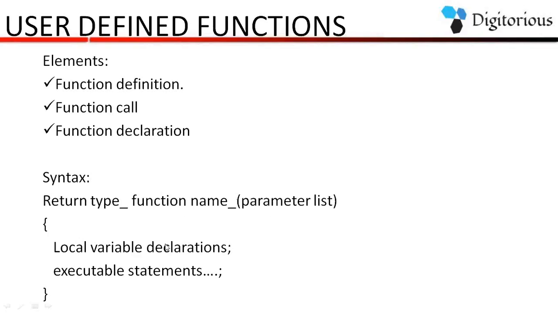Inside comes the local variable declarations. We can locally declare many variables inside a function, but those variables will only be referred inside that function, and you cannot call those variables outside the function declaration.